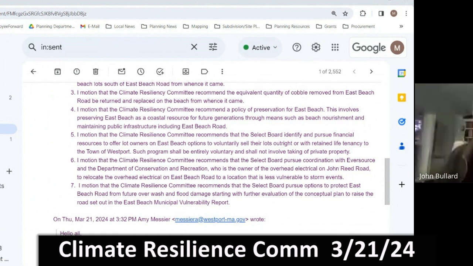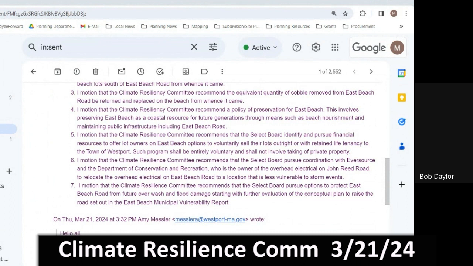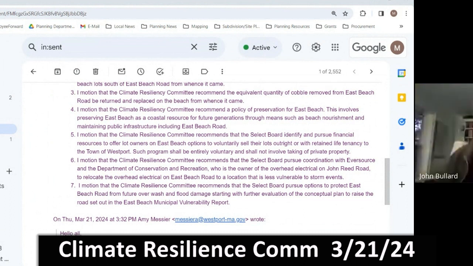I don't know. Eversource is the expert on that. So we're not saying, here's the engineering plans and here's the answer. We're saying right now it's a very vulnerable situation because the wires are right in the most exposed place they could be. So that's my take on what this motion tries to address. Get the main feed of the barrier islands away from the most vulnerable place they could be.